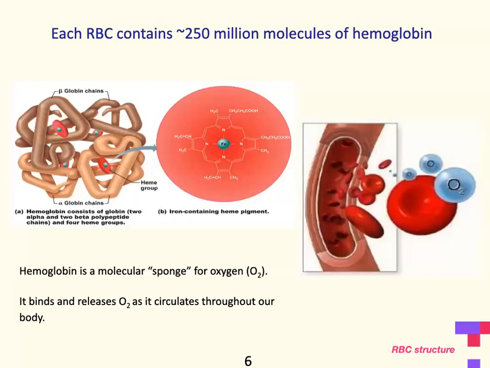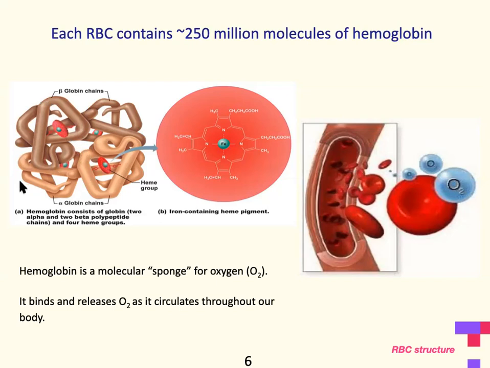The main function of red blood cells is their ability to carry oxygen. Each red blood cell contains about 250 million molecules of hemoglobin. They're packed with this molecule called hemoglobin. Hemoglobin can be considered a molecular sponge for oxygen.